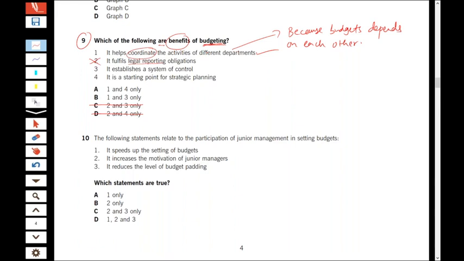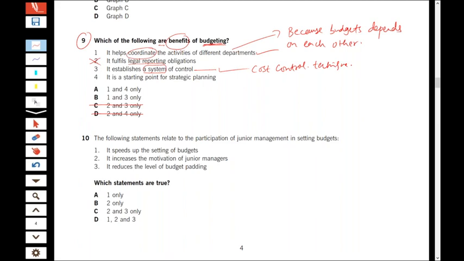Number 3, it establishes a system of control. Yes, it is a cost control. Budget is a cost control technique.